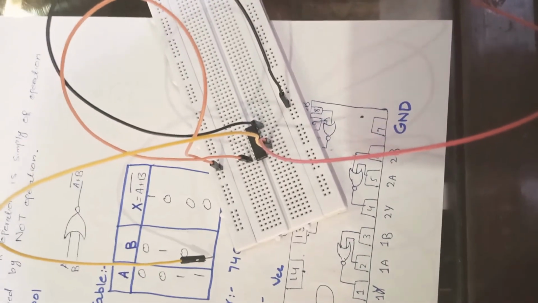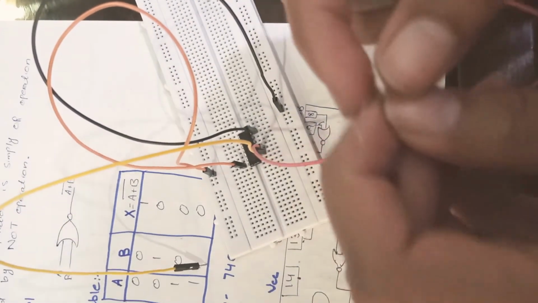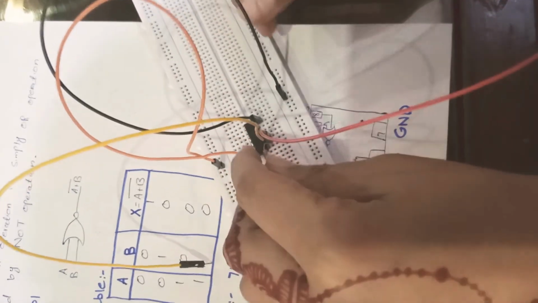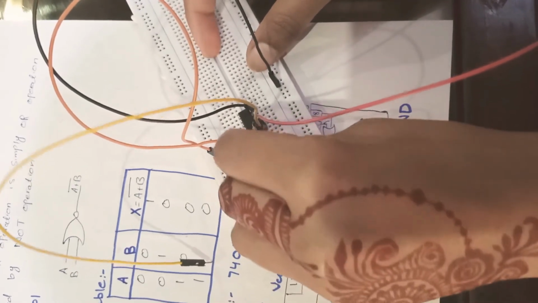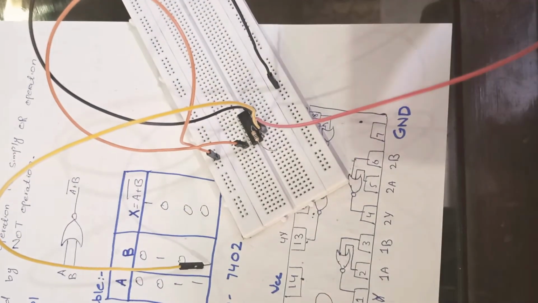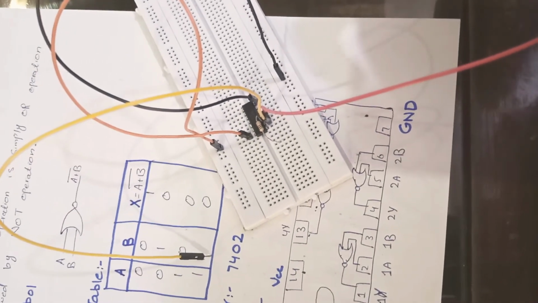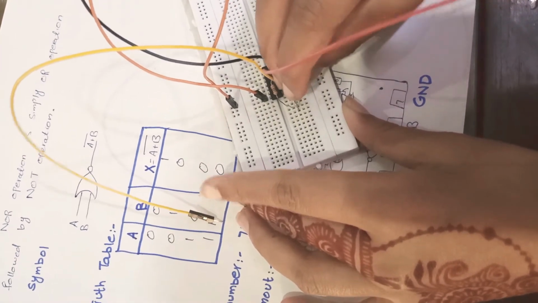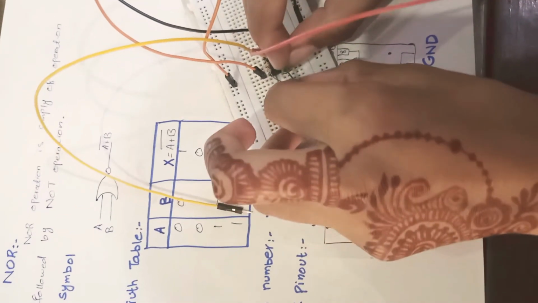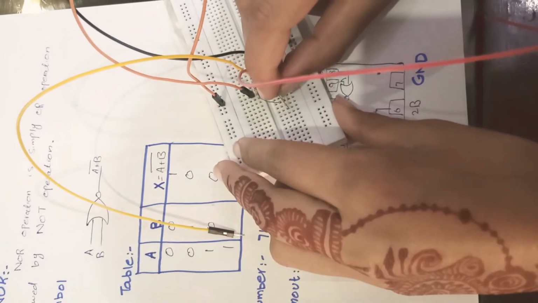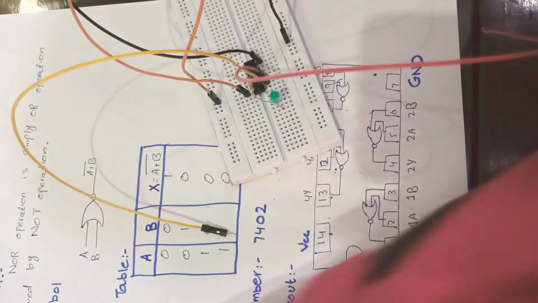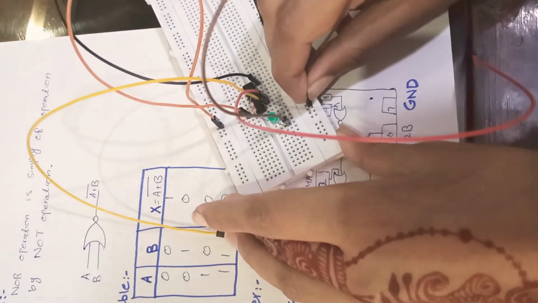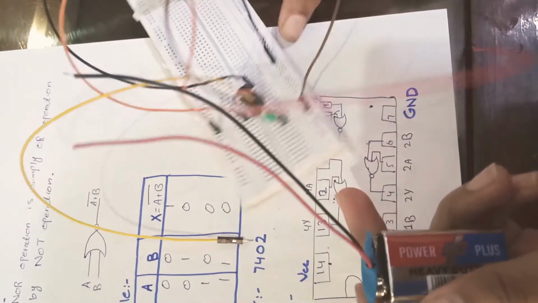For output, first I attach a 100 ohm resistor. I will attach the positive leg of the LED to the 100 ohm resistor, and I will ground the negative terminal of the LED. You can see that. Now I will provide the 9-volt battery.